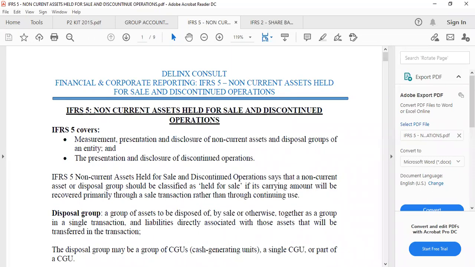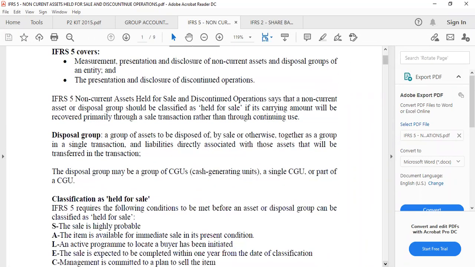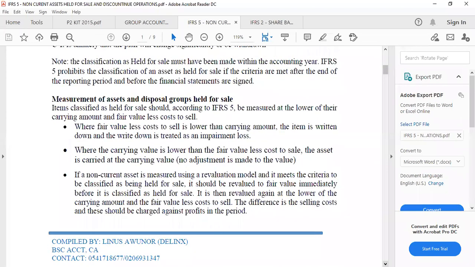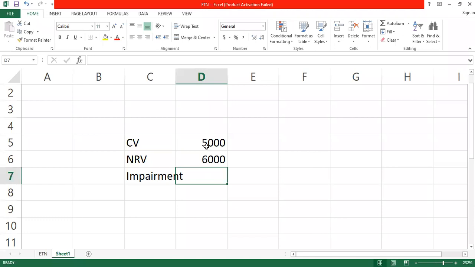All right. What if the asset is carried under revaluation model? Let's look at this example. Assuming the asset is carried under revaluation model, and the carrying value is 5,000. And now the fair value is 6,000. At what amount are we going to classify the assets?